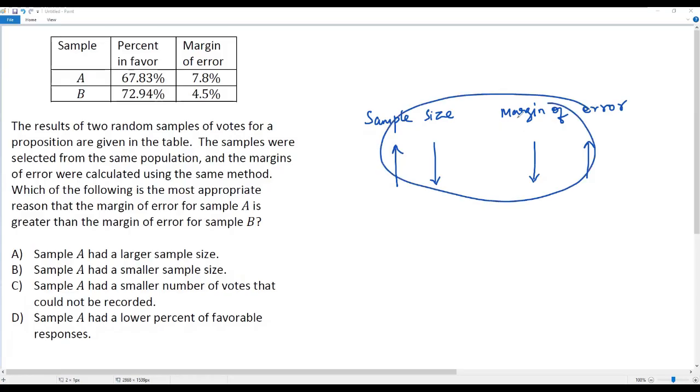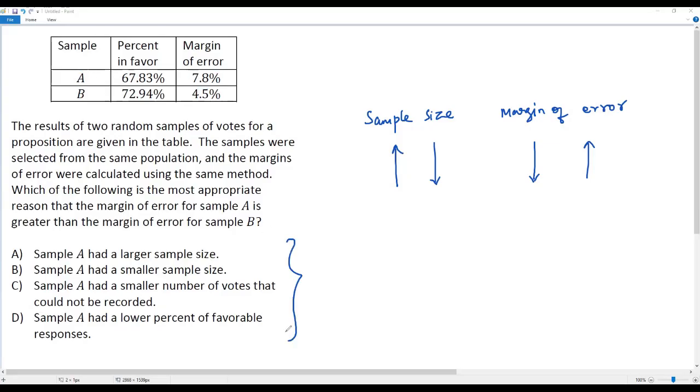Usually it will happen when we take two samples from the same population and we use the same method to calculate margin of error for both the samples. Okay, according to the question, we have to find the most appropriate reason that the margin of error for sample A is greater than the margin of error for sample B. Okay, in the table, the margin of error for sample A is greater than the margin of error for sample B. Since the margin of error for sample A is greater, then the size of sample A must be smaller.